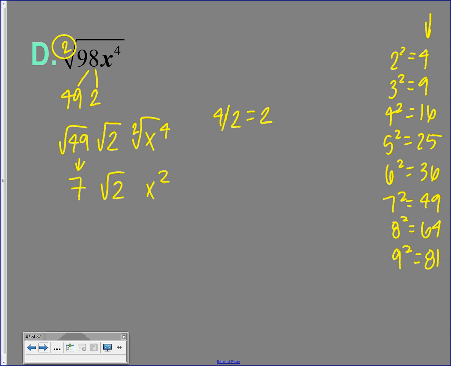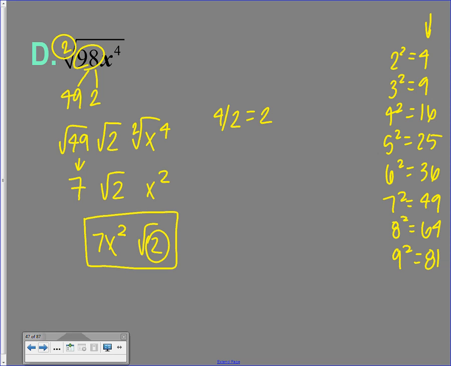So if we rearrange that so the numbers without the square root go up front, we're going to get 7x squared times the square root of 2 as our final answer. Okay, and this is how you simplify roots. And the reason this is simplified, okay, is we started with the square root of 98 and we ended with the square root of 2. Okay, so you want the number inside the square root to be as simple as possible.